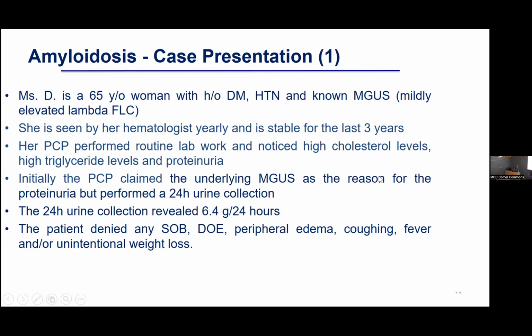So here's a case presentation: a 65-year-old female with diabetes, hypertension, and MGUS with a mildly elevated lambda light chain. She's seen by her hematologist yearly and has been stable. Her PCP performed routine lab work and noticed high cholesterol, high triglycerides, and proteinuria. Initially, the PCP claimed the underlying MGUS is the reason for the proteinuria, but performed a 24-hour urine collection. The 24-hour urine collection revealed 6.4 grams for 24 hours. This patient has nephrotic syndrome. The patient denied shortness of breath, dyspnea on exertion, peripheral edema, coughing, fever.